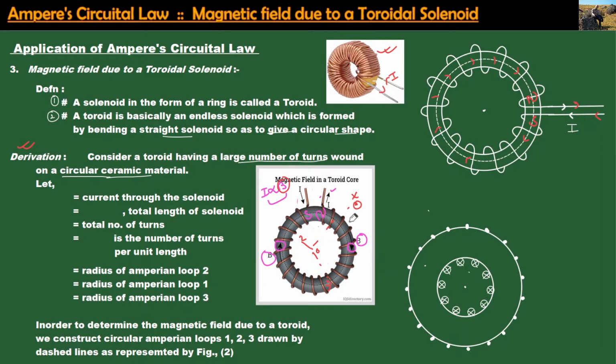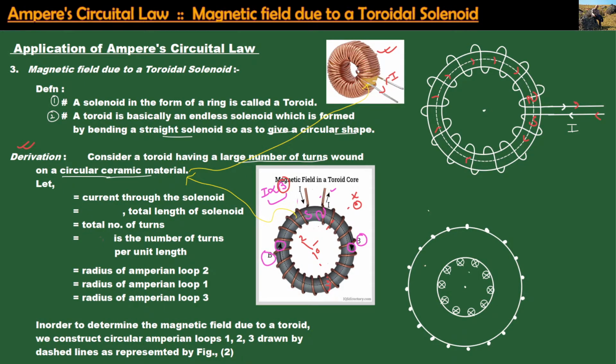This is that circular ceramic material. So over here, this is your ceramic material. Okay, so that is your ceramic material. So this is that ceramic material, which is in your yellow form.